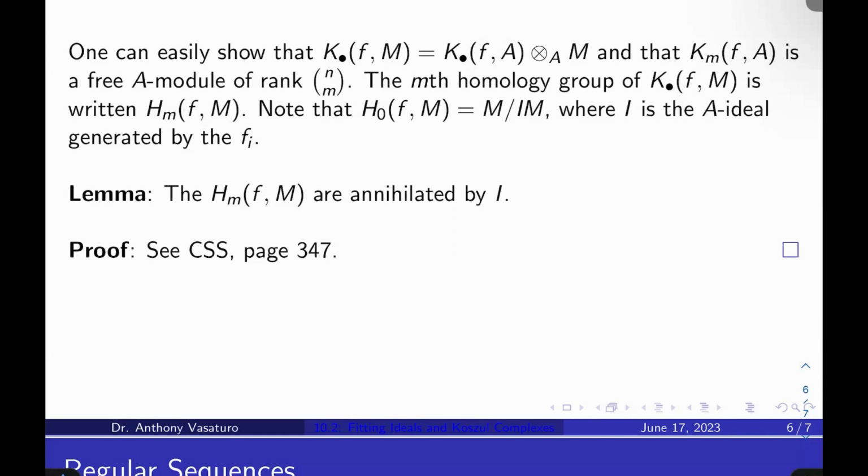So there's some basic information for you. Here's a quick little lemma that we'll need. Lemma: all of the homology groups H sub m of F on M are annihilated by this ideal I generated by the F sub i's. This is a straightforward algebra thing. It's proven in CSS on page 347.